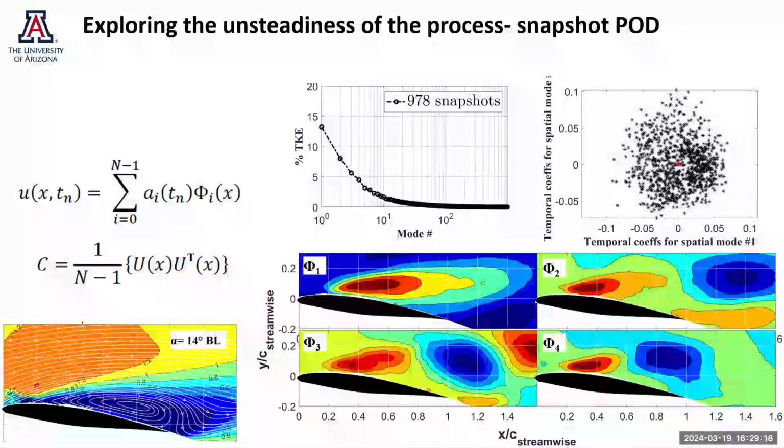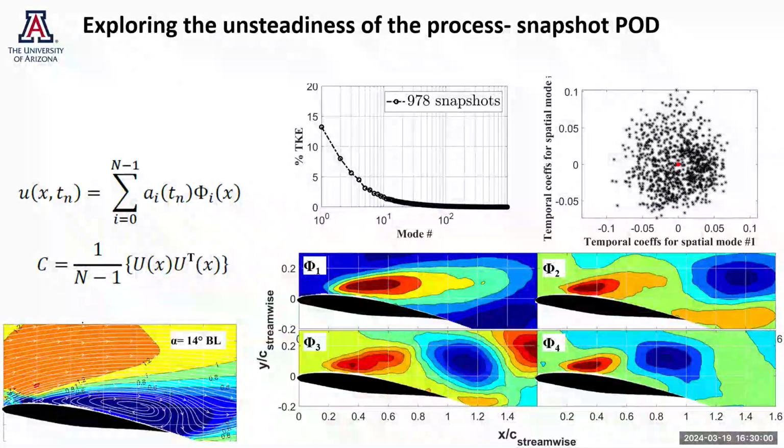How do we do that? We create a correlation matrix using the velocity and the transpose of the velocity, and we calculate the eigenvalues and the eigenvectors of this matrix. The eigenvalues are shown here as the percentage turbulent kinetic energy, and the eigenvectors are decomposed into spatial modes and temporal coefficients by more math that I don't want to go into here. The eigenvalues are arranged from largest to smallest. You can see that the first mode has the highest energy content, about 13%, and then it decreases.